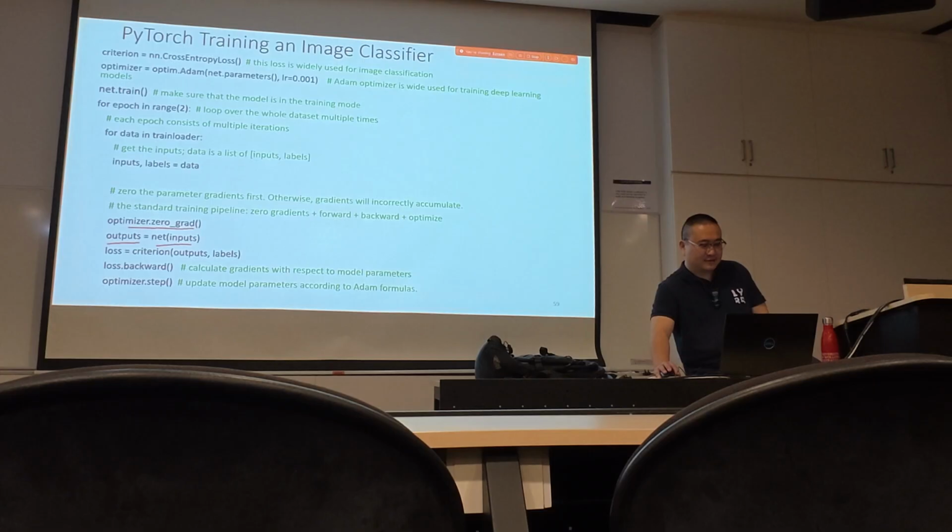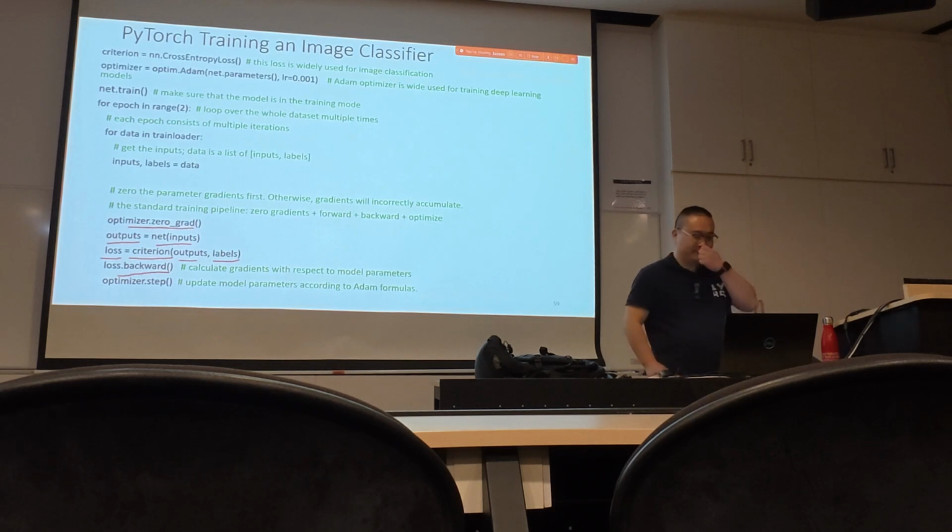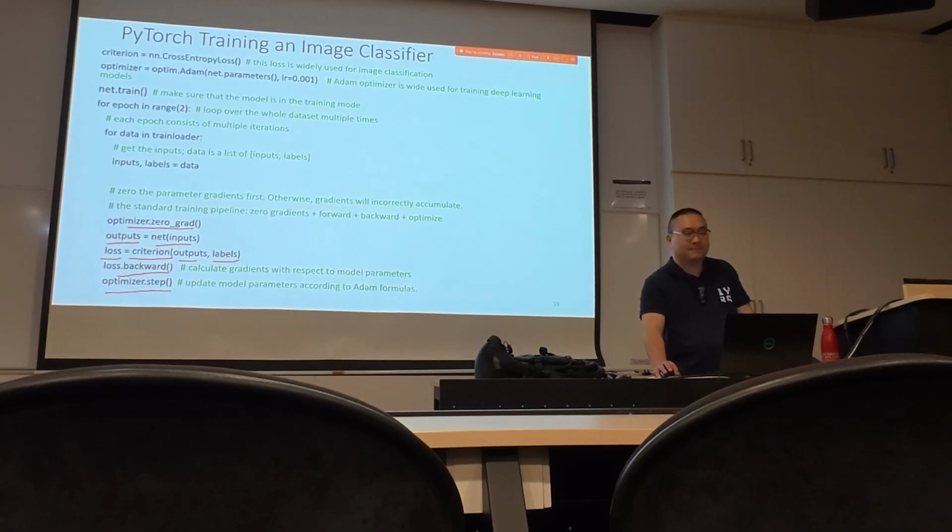This way you can get the output. And then, given the output and the ground truth labels, you want to calculate the loss. You can simply use the API to give you the loss. And then, given the loss, you want to calculate gradients because you want to optimize the model. Remember that when we do optimization, we want to go in the opposite direction of the gradients. You don't need to do that yourself because this is already implemented by the optimizer. So you can say optimizer.step, which performs a step of the gradient descent.